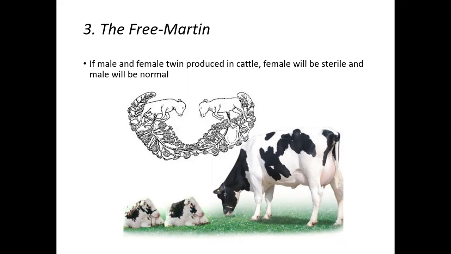This is produced only when there is a vascular connection between the two embryos. The hormone perhaps suppresses the development of the ovary in the female, so that the female will become sterile and the male will become normal. So this is all about environmental and hormonal effects on sex determination. Then we'll move to the next bit.